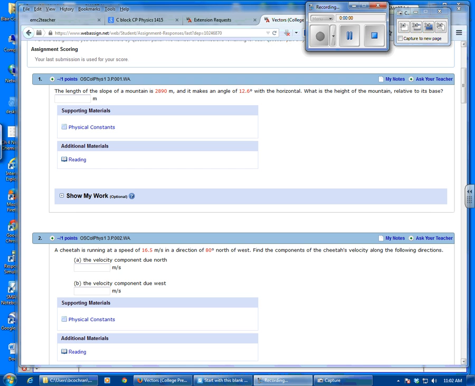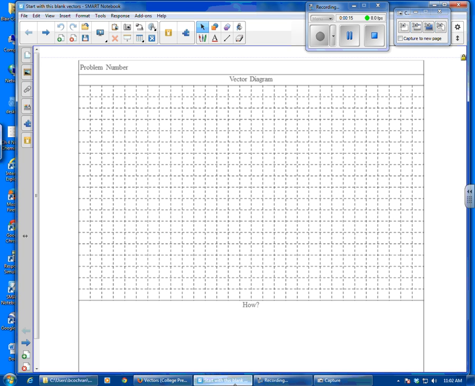Start with number 1 here on the vector assignment. All right. So I've got a length of a mountain slope, and this makes an angle of this with the horizontal. What is the height of the mountain relative to the base? So this is problem number 1. And I'm going to do my vector diagram.